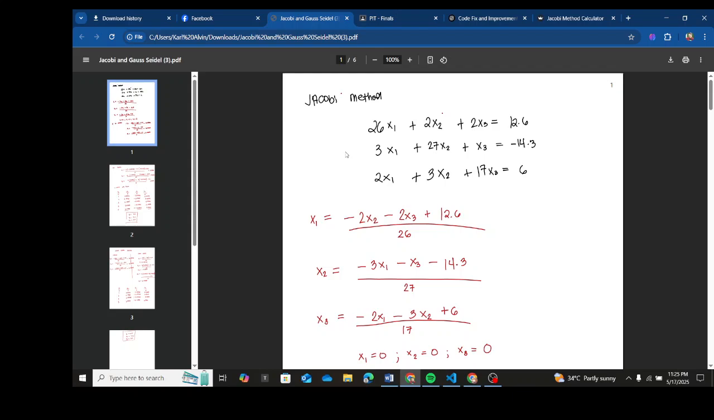This method converges best when equations are diagonally dominant. That means the diagonal term in each equation is greater than the sum of the other terms in its row. Like 26 is greater than 2 plus 2, 27 is greater than 3 plus 1, and 17 is greater than 2 plus 3. So they are diagonally dominant.